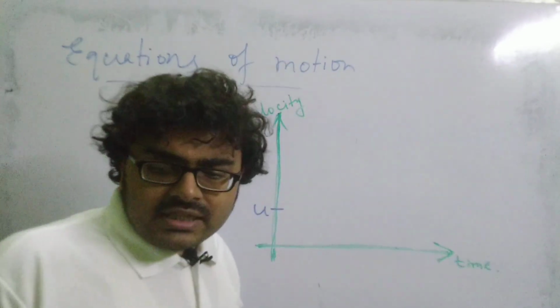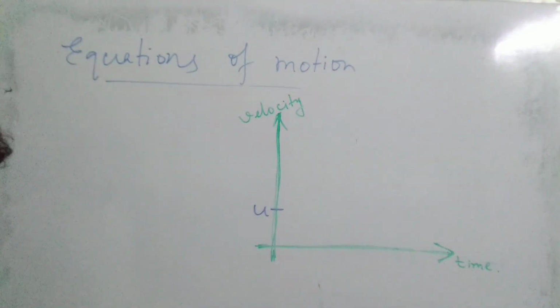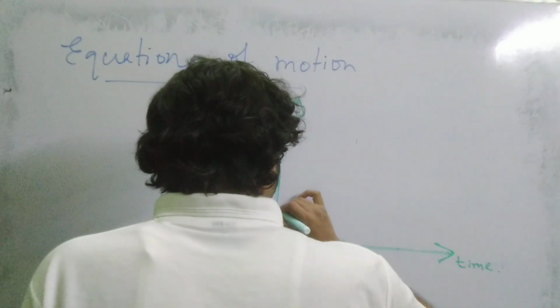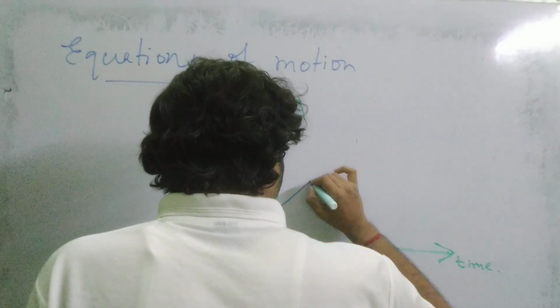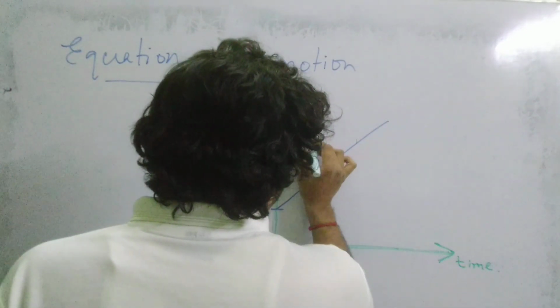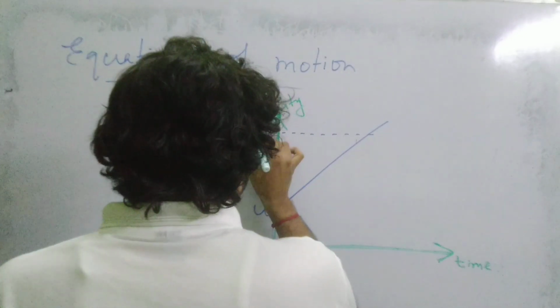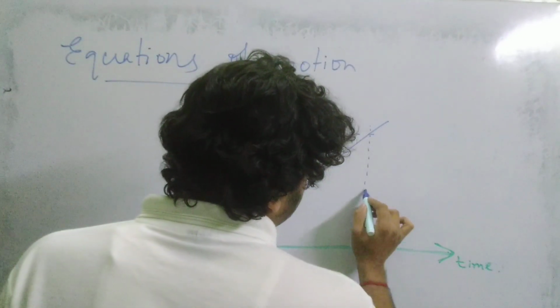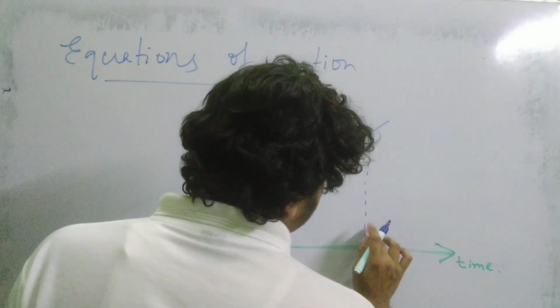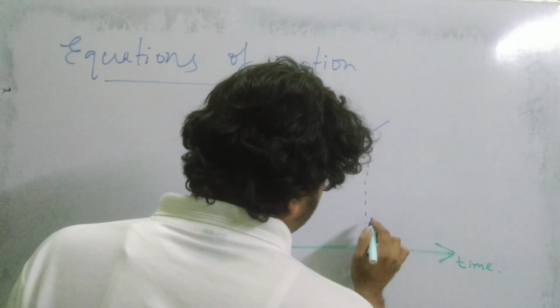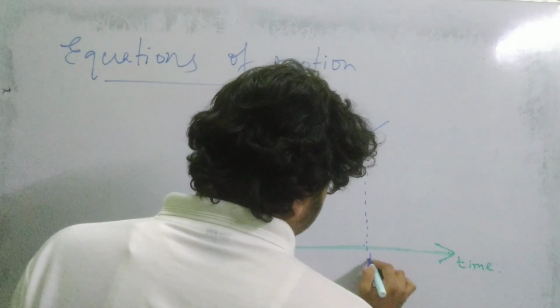Now from that, if I apply a uniform acceleration, the constant acceleration a, the velocity of the body will steadily keep on increasing, and say after a time t it reaches a value of say v. And for this the time actually taken is from 0 to t. So this is t time.